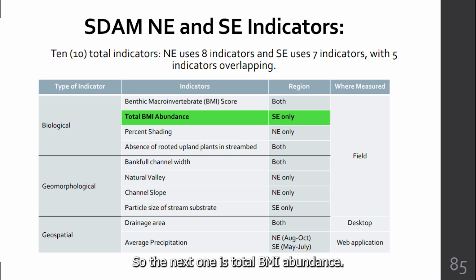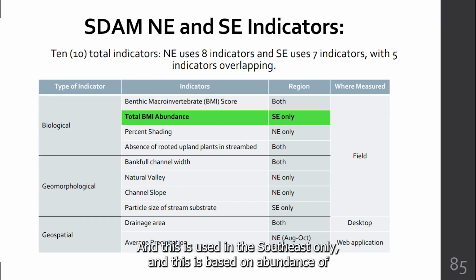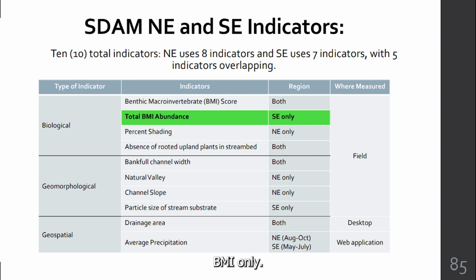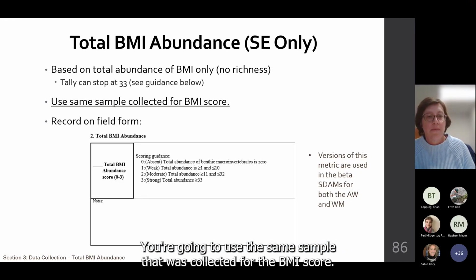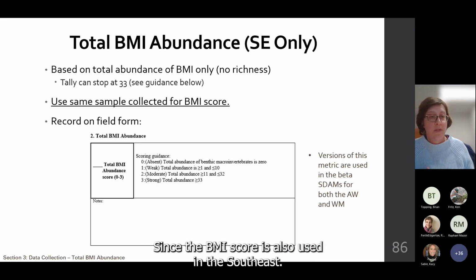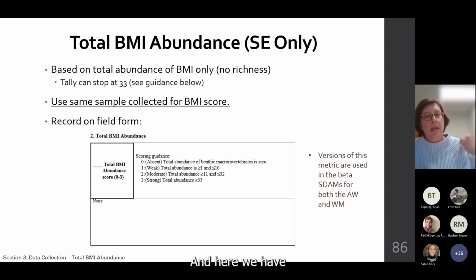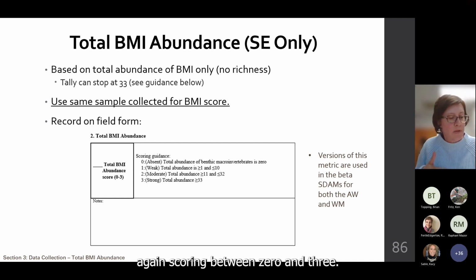So the next one is total BMI abundance, and this is used in the Southeast only. And this is based on abundance of BMI only. There is no richness involved in this. You're going to use the same sample that was collected for the BMI score, since the BMI score is also used in the Southeast. And here we have, again, scoring between 0 and 3.